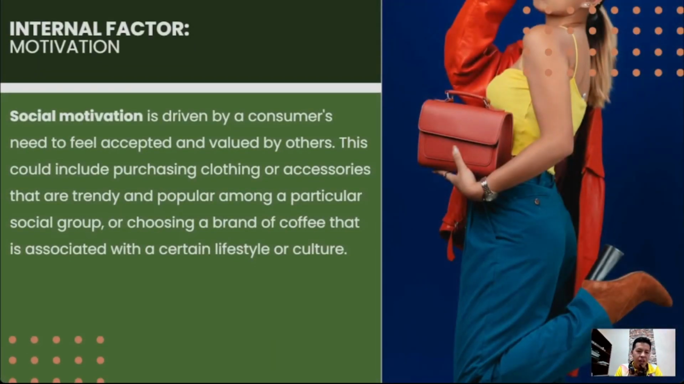Another motivational factor is social motivation. This is driven by a consumer's need to feel accepted and valued by others. This could include purchasing clothing or accessories that are trendy and popular among a particular social group, or choosing a brand of coffee that is associated with a certain lifestyle or culture.